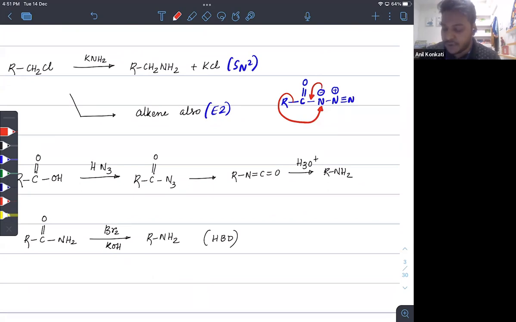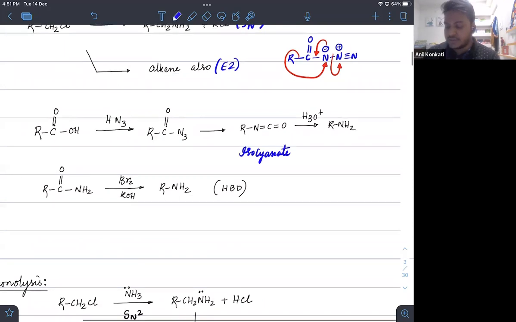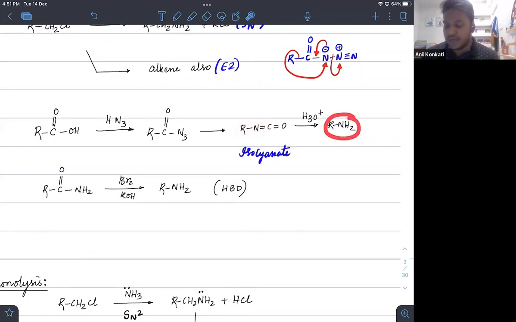This double bond will form and N2 will make a leaving group. So this is a typical rearrangement step. So we will have this as R and double bond C, double bond O, which we call an isocyanate. And isocyanates on hydrolysis will always give us amines. So this is something which we have learned earlier.